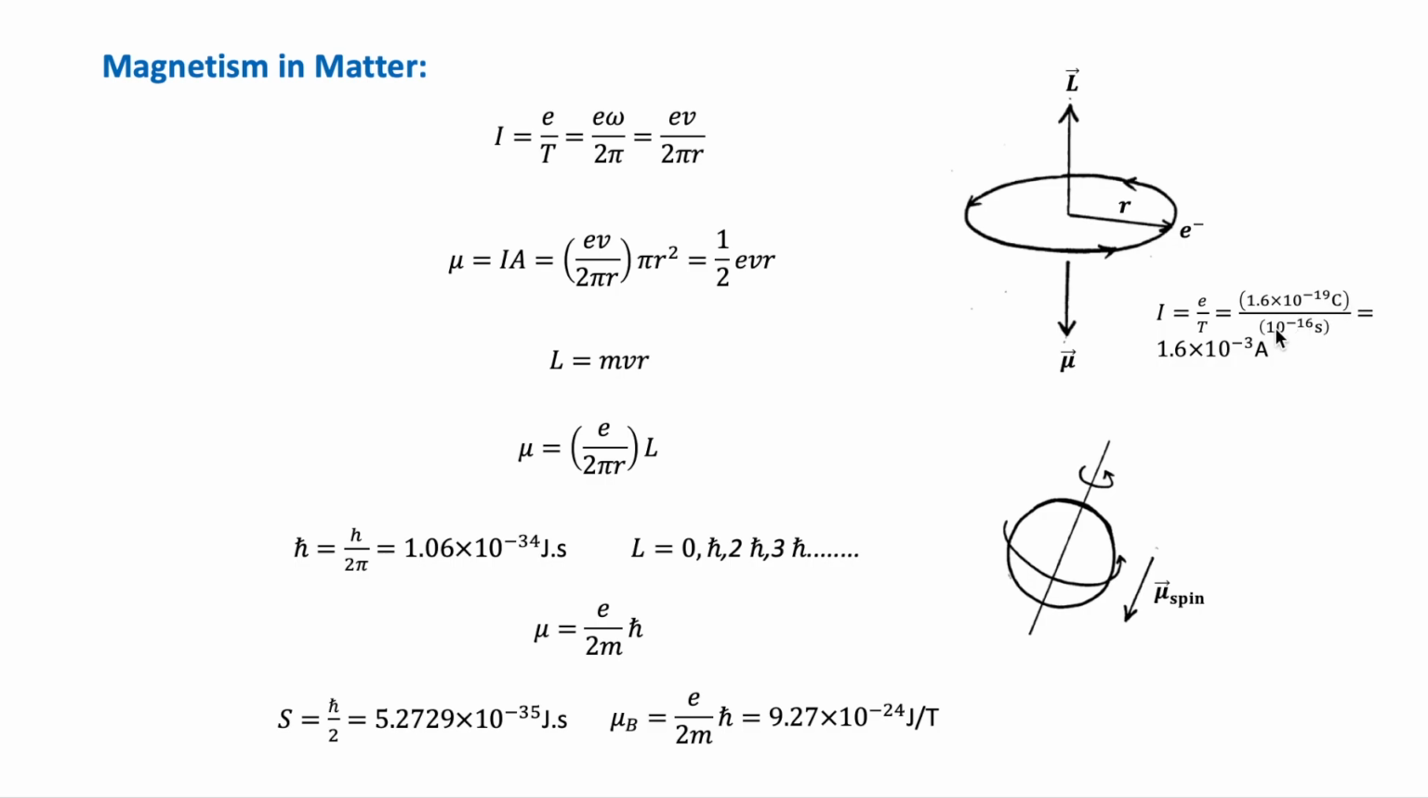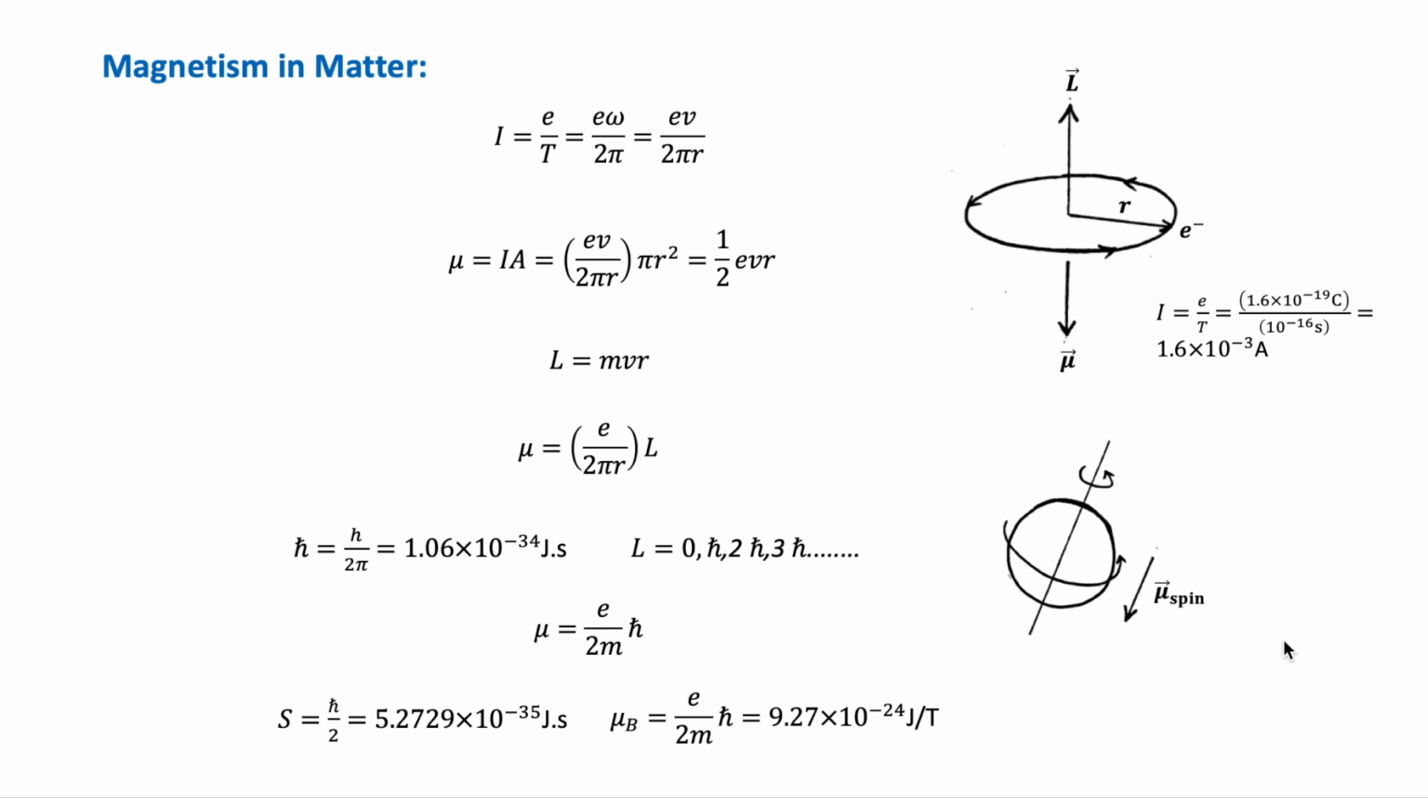According to Bohr's model, the electron circles the nucleus once every 10 to the minus 16 seconds, and this gives a current of 1.6 times 10 to the minus 3 ampere. This figure shows the angular momentum associated with the electron and the magnetic moment mu. Because the electron has a negative charge, the direction of mu is opposite to the angular momentum.